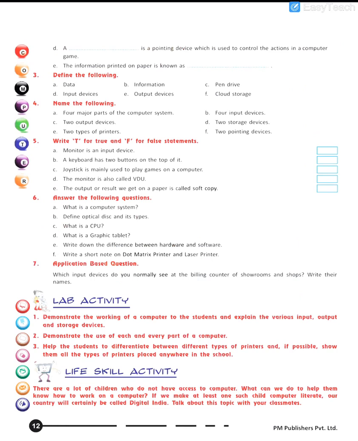A dash is a pointing device which is used to control the actions of a computer game. So normally, pointing device, don't write mouse here, because game has been mentioned, it is joystick. Information printed on a paper is known as hard copy.